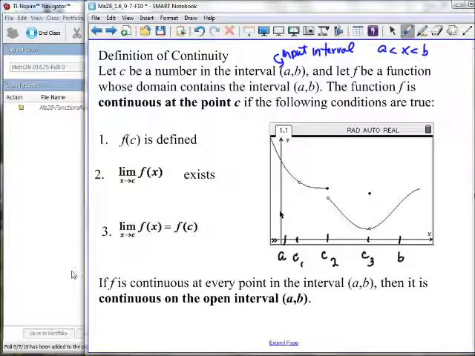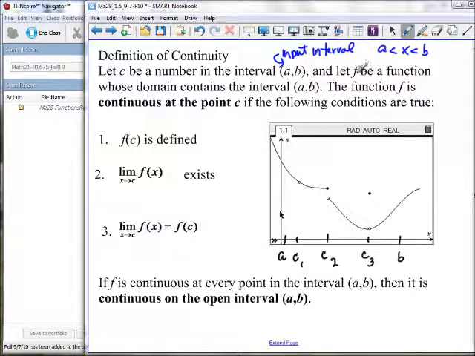It's the same way as saying A is less than X is less than B. It's the same thing. Okay, so if you're not familiar with that interval notation, it pops up every now and then. I try not to make a big deal of it, but it does come up, and I don't want you to be confused with it. Okay, so C is some value, some number in the input interval from A to B. Let F be a function whose domain contains this interval.